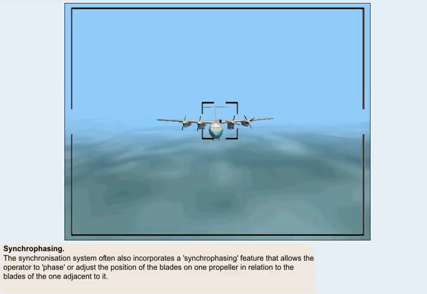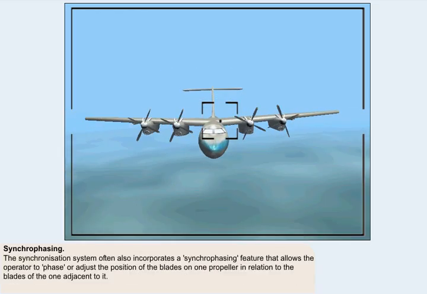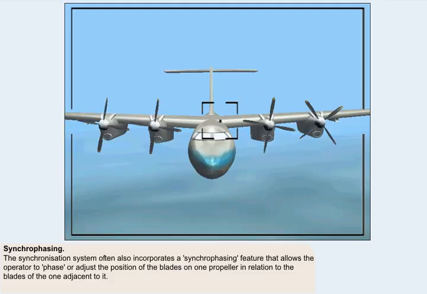The synchronization system often also incorporates a synchrophasing feature that allows the operator to phase the propellers. Phasing is a means of adjusting the position of the blades on one propeller in relation to the blades of the one adjacent to it.